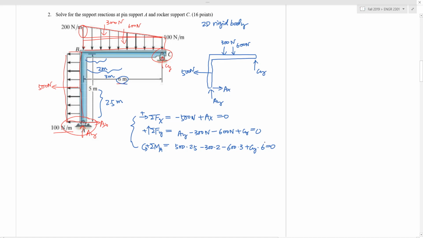From there, you can solve for your three unknowns. I will probably solve for CY from the last equation, and then AX from the first equation. And then with CY solved from the last equation, plug that into the second equation, you can solve for AY. So as a result, AX equals 500 Newton, AY equals 708 Newton, and lastly, your CY equals 192 Newton. Okay, and that's the answer.